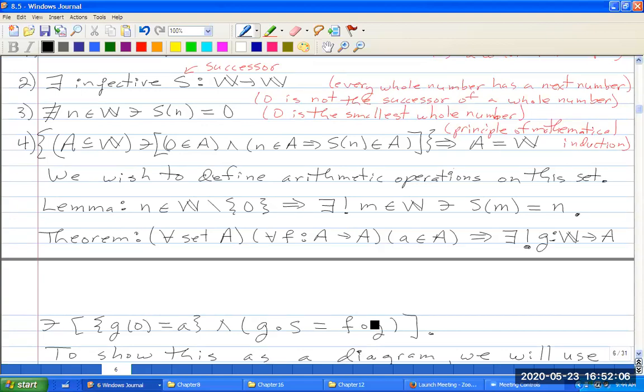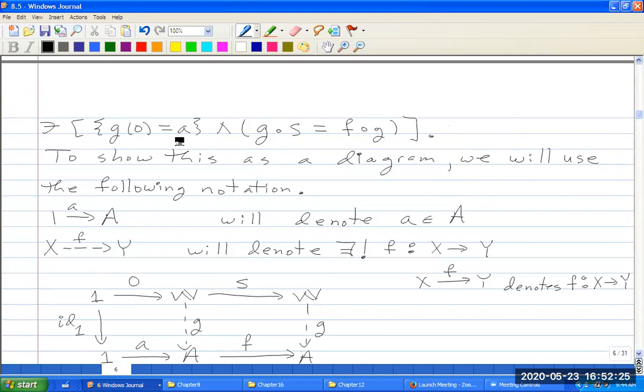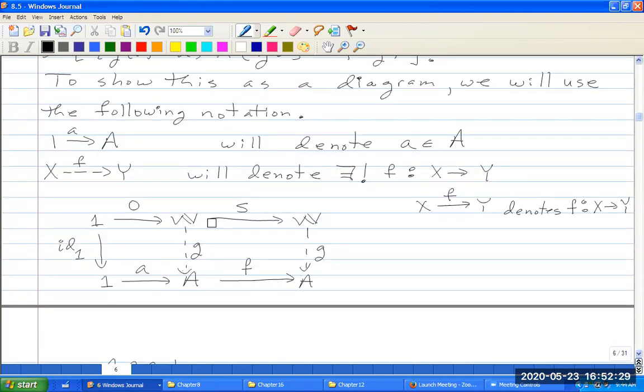And seeing that these compose says the following, that G at Z is A. So A is G at 0. Oh, there it is, right there. And so this diagram is the statement here.